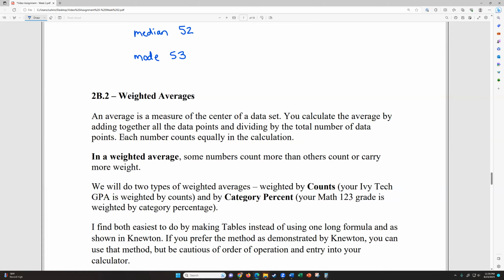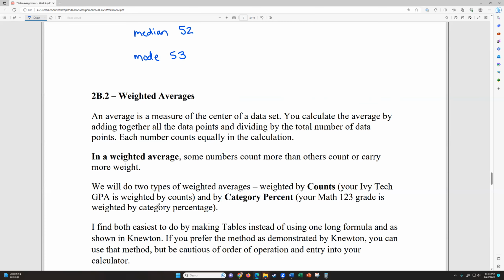But if you want to do a weighted average, some numbers might count more than others, or they may carry more weight. So there are two types we're going to discuss, and we're going to do one example of each in this pre-video, and then we'll do a lot more in class together. We will do two types of weighted averages: weighted by counts, which is how your GPA is done, and then category percent, which is how our Math 123 grade is weighted. Lots of classes weight by percentages. You see that in our syllabus. It says homework is worth 10%, exams are worth 30% per midterm and then 30% for the final. So when a category has a percent weight attached to it, we're doing a category percent, okay?